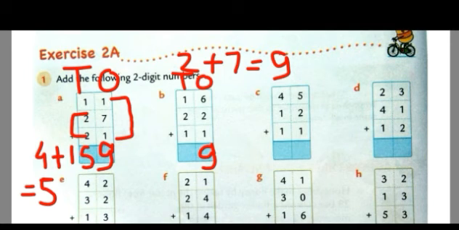Now we will add the tens. Look for the doubles. Is there any double? Yes, 1 and 1. So 1 plus 1 how much? 2. And what is the remaining number here? Again 2 only. So 2 plus 2 how much? 4. So we will write 4 in the tens place. So together the answer comes 49.